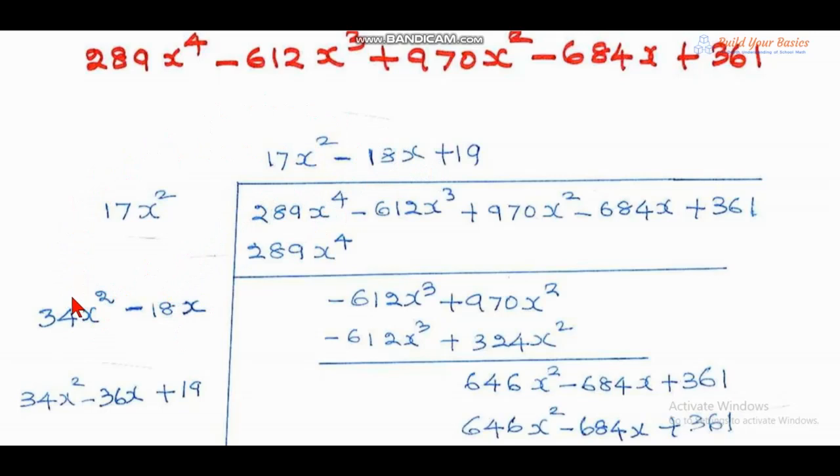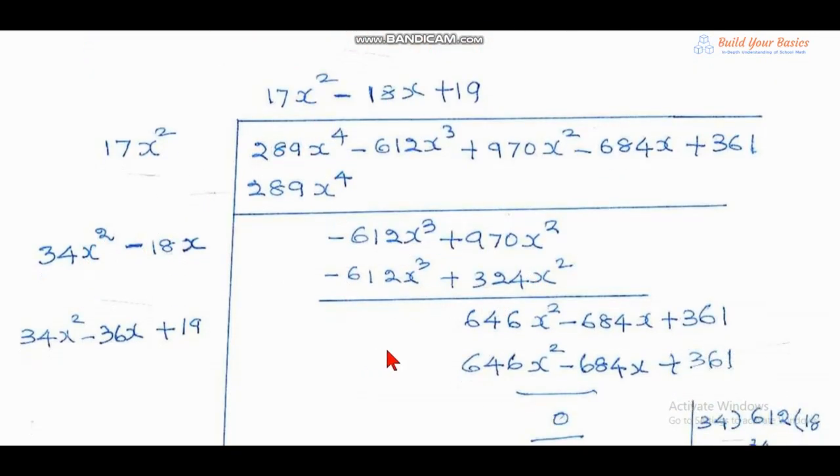Multiply by minus 18x. Minus 18x into 34x squared, minus 612x cube. Minus 18x into minus 18x, 324x squared. Subtract, 646x squared. Bring down the remaining two terms. Minus 684x plus 361. Multiply 17x squared minus 18x by 2, getting 34x square minus 36x. 646x square divided by 34x square gives 19.